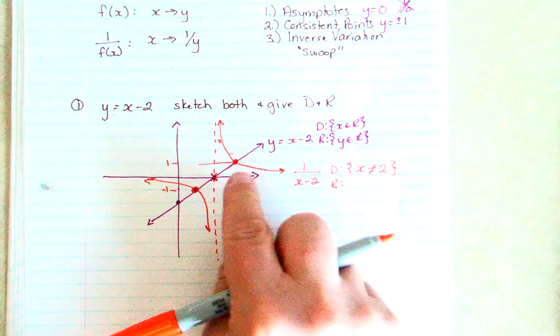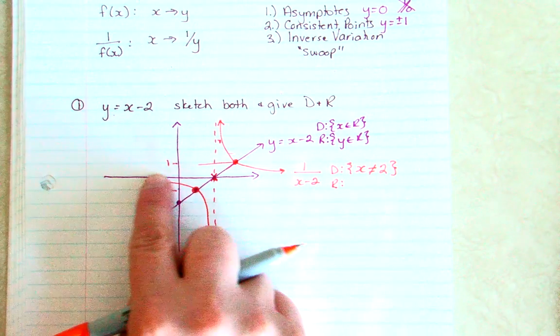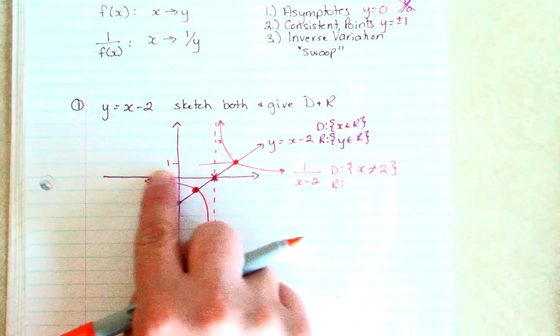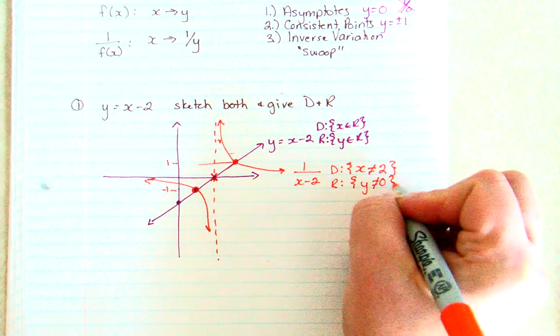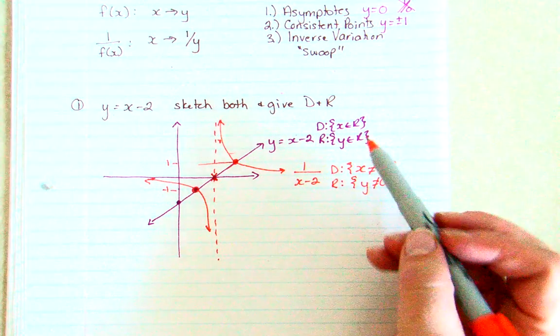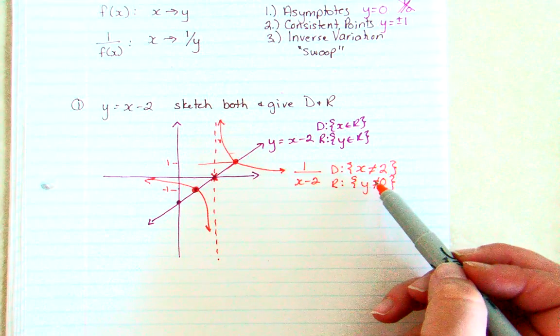My range goes all the way up and it goes all the way down, but it does not touch this x-axis. So it has to say y not equal to 0. So you can't just look at the original domain and range to get your domain and range of the reciprocal.